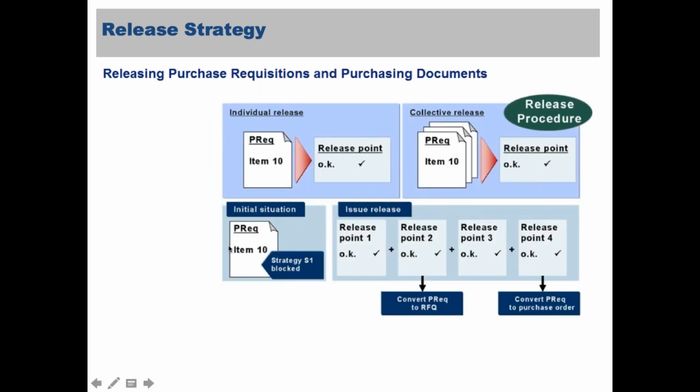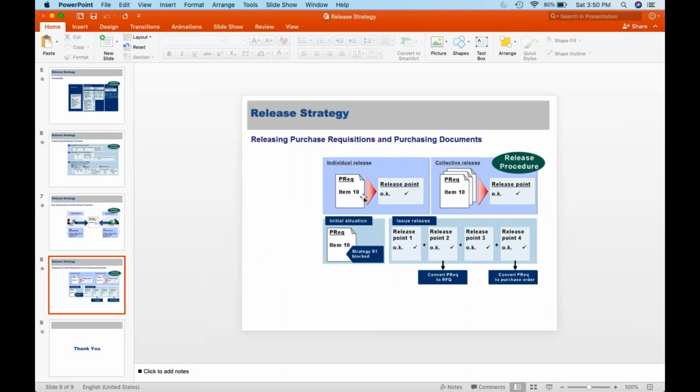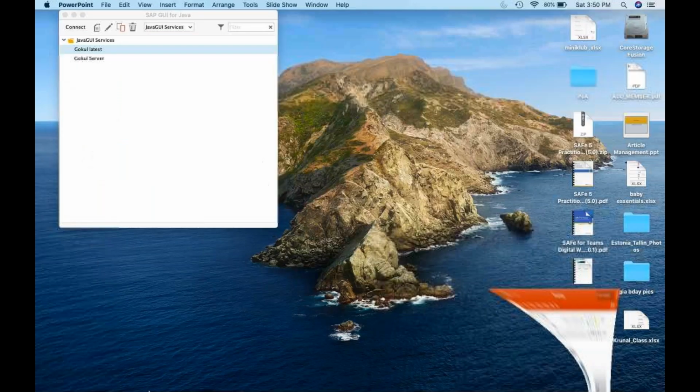When I say purchase requisitions at item level, you can control whether that particular item is okay or not. On item level you can release, whereas for purchase orders it will always be at the header level. Okay. Now I will go to the system directly, it's better.